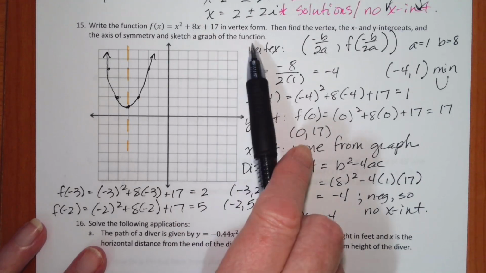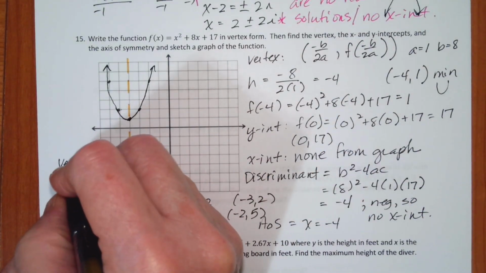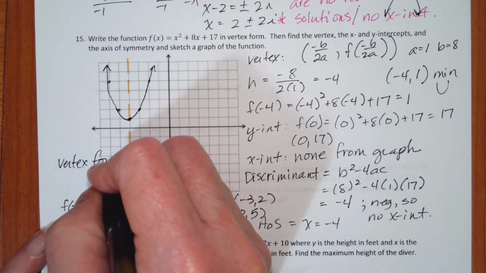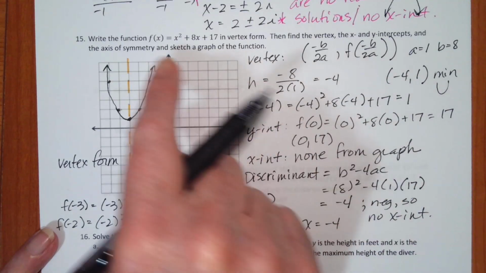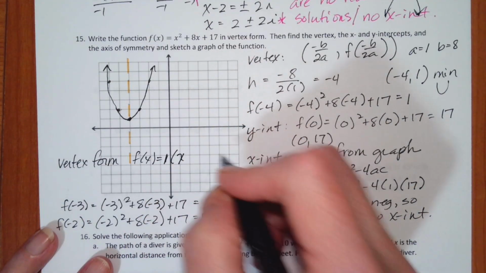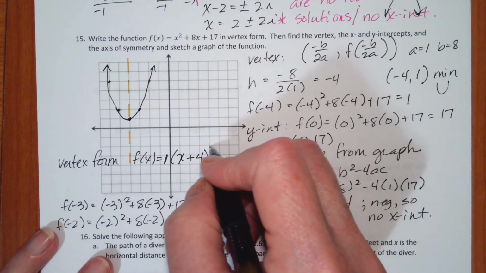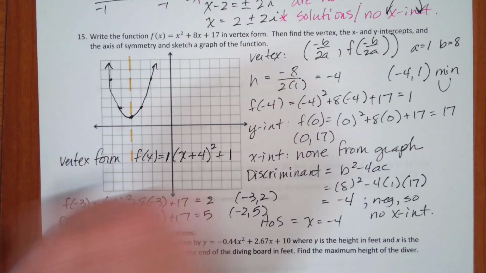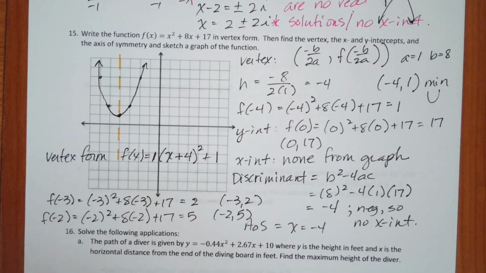Okay, so, oh, I forgot to write it in vertex form. So vertex form, f of x equals my a, which is 1, times x minus negative 4 squared plus 1. Okay, so now I've done everything on the problem.